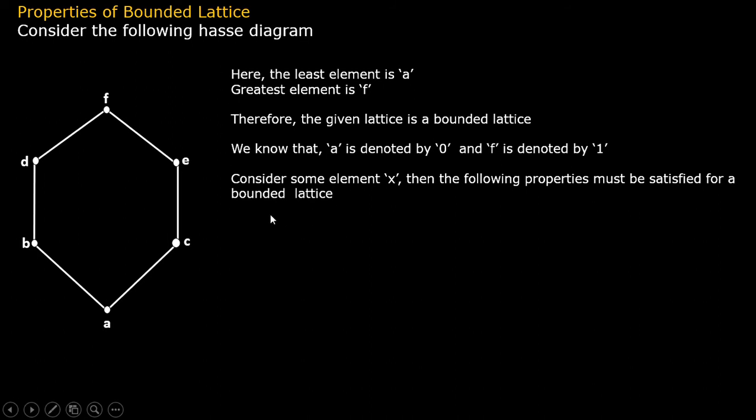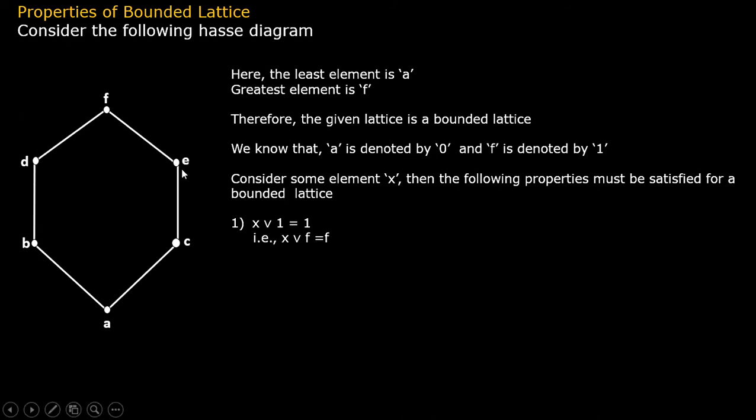Now, what are these properties? The first property says that x or 1 is equal to 1. Here 1 is F. So, I can say that x or F is equal to F, or in other words, the least upper bound of x and F is equal to F. Now, let us see if it is satisfied or not. Okay, x could be any arbitrary element over here.